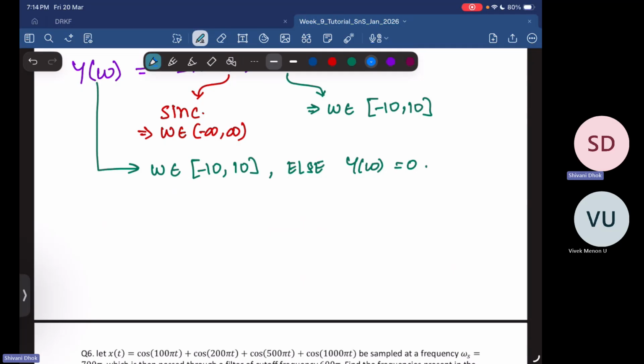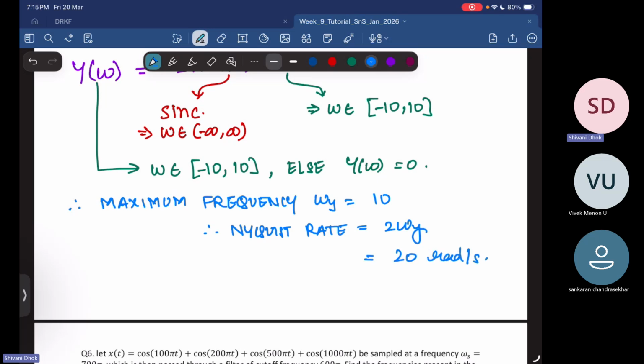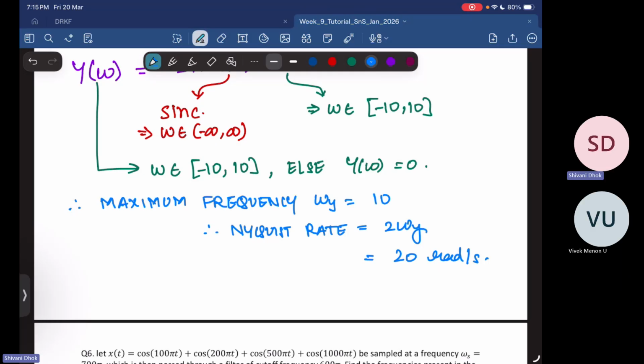So therefore, what do we get? The maximum frequency is omega y equal to 10. So therefore the Nyquist rate is 2 omega y, that is 20 radians per second. Okay. Any questions?